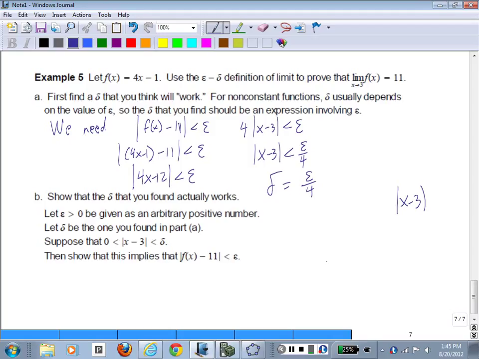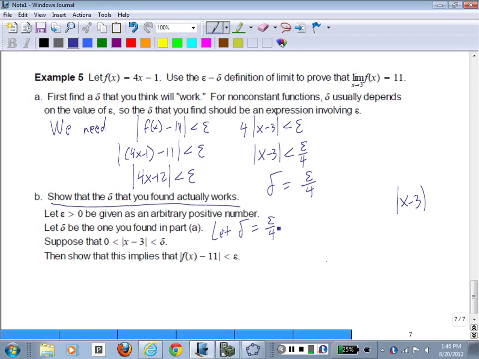This can be considered just kind of scratch work. This is really not part of the proof, but it's finding a delta that works. That's going to work for an arbitrary epsilon. So we want to show that the delta that we found actually works. So imagine someone hands us an arbitrary epsilon greater than 0. They're not going to tell us what it is. They're just going to give us epsilon greater than 0. And let delta equal epsilon over 4.